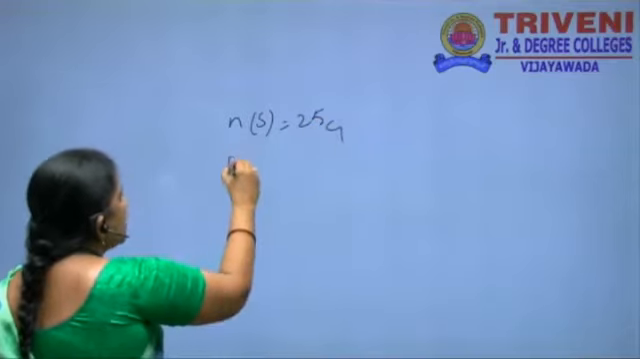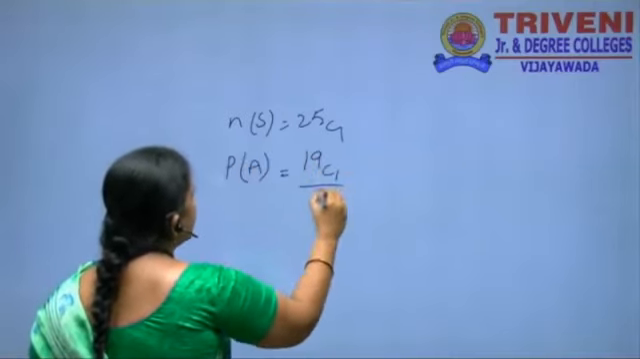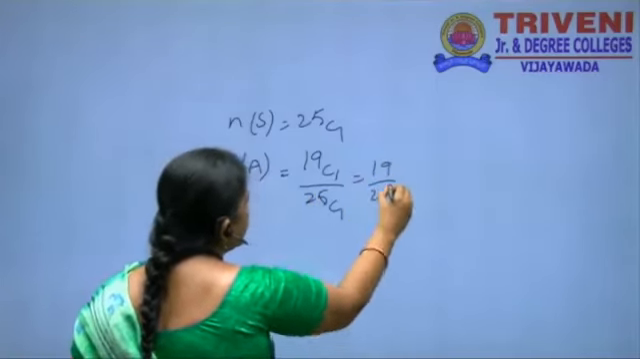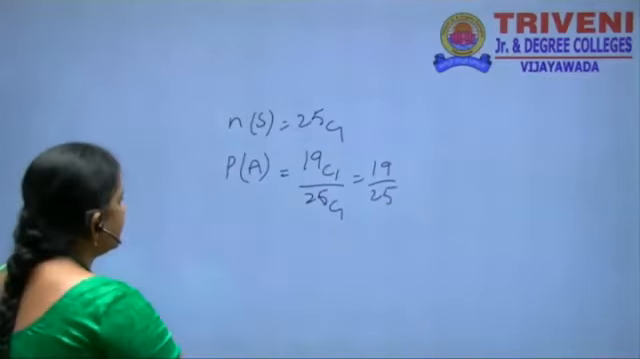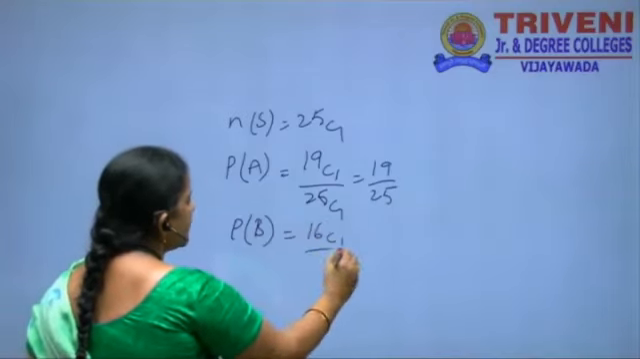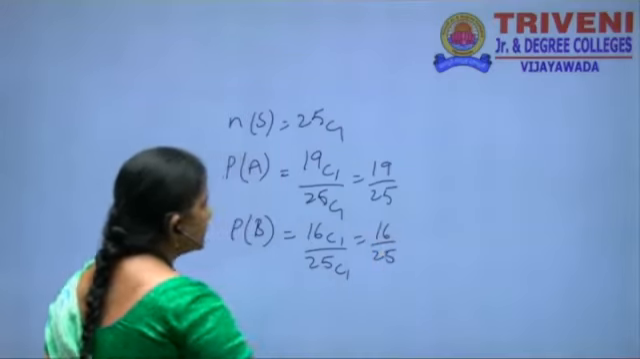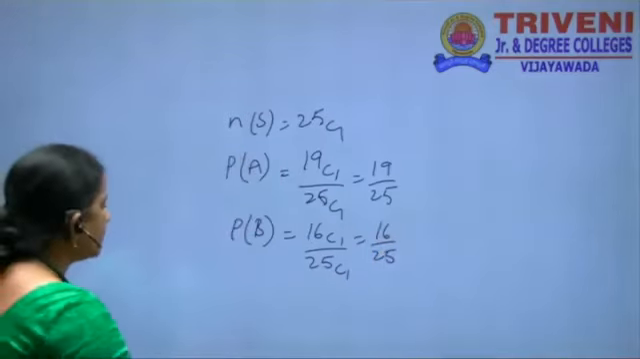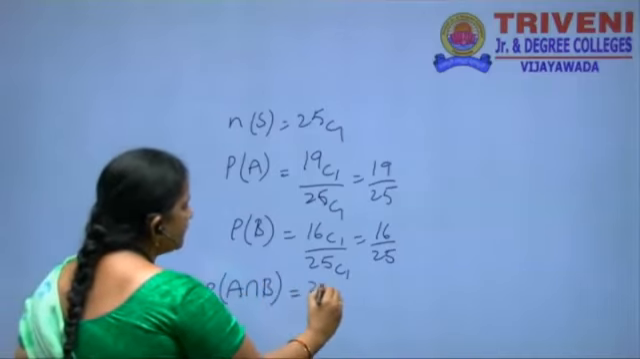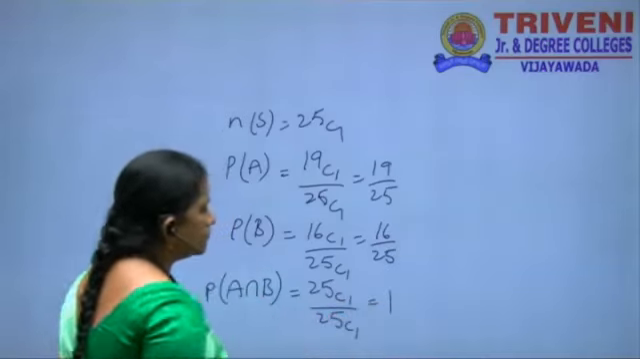The probability of professor in maths is 19C1 by 25C1, which can be written as 19 by 25. And B is the event of stats, that is P of B is equal to 16C1 by 25C1, which is 16 by 25. And the probability of A intersection B is equal to 25 members out of n of S, also 25C1, that is equal to 1.